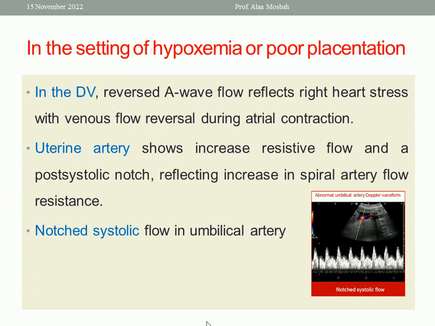In the ductus venosus, reversed A wave flow reflects right heart stress with venous flow reversal during atrial contraction. What about uterine artery? Uterine artery shows increased resistive flow and post-systolic notch, reflecting increase in spiral artery flow resistance. What about the umbilical artery? There is notched systolic flow, as in this picture. This is the notch, this is notched systolic flow in the umbilical artery.